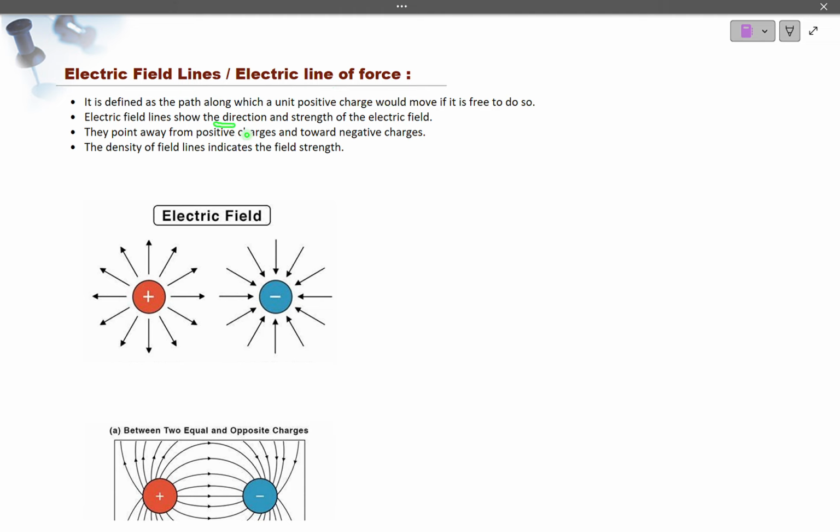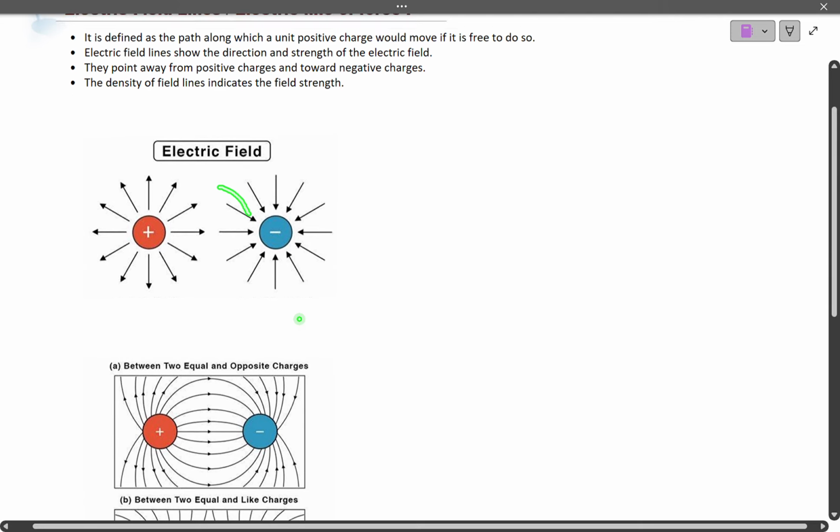Electric field lines show the direction and strength of the electric field. They point away from the positive charges and toward negative charges, which you can see in this figure. For positive charges, electric field lines move away from the charges, and for negative charges, they come towards the negative charges. Or we can say that for positive charges, electric field lines go to infinity, and for negative charges, electric field lines come from infinity.